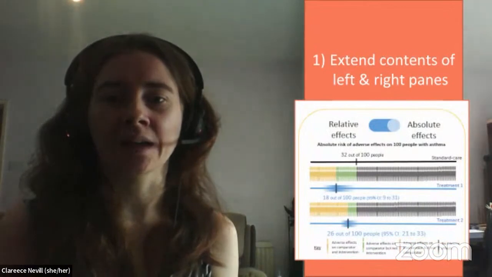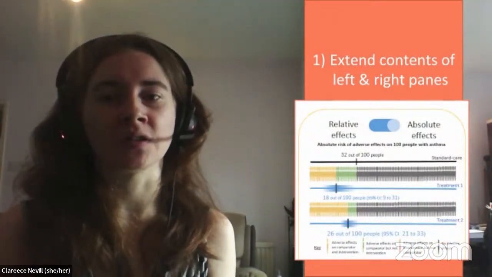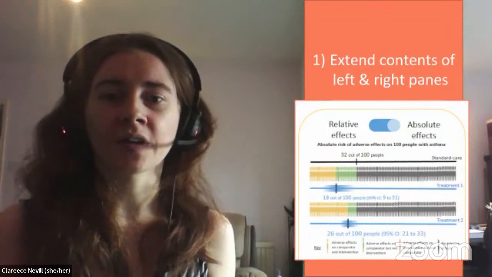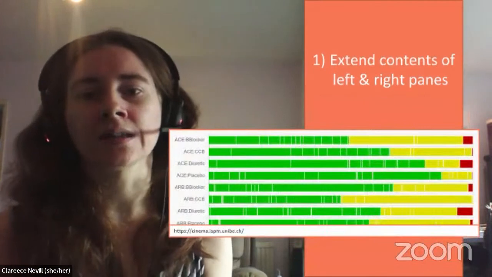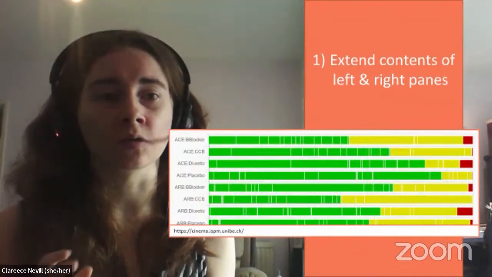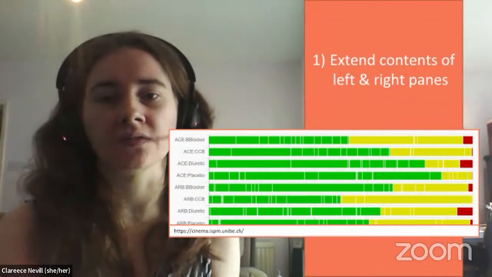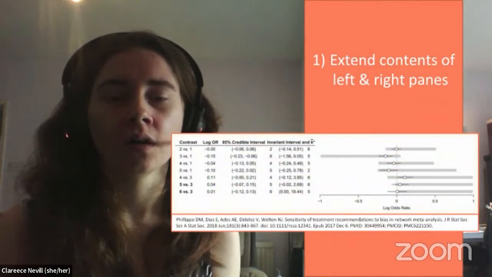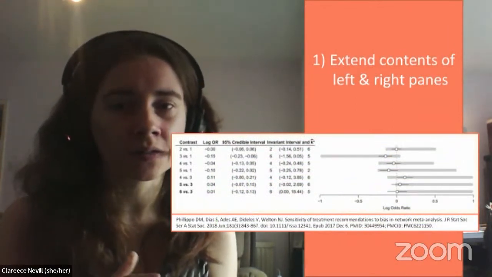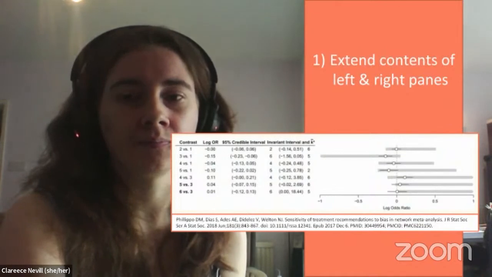We do have future plans and ideas, including ones that I alluded to earlier in this talk. Firstly, there are plans to extend the contents of the left and right panes within the ranking panel. Regarding the left pane, we plan to allow the reader to switch between relative and absolute effects. With the right pane, we very much intend to increase the number of visualizations available to the user. Current plans include incorporating some form of risk of bias or GRADE visualization so users can see the quality of studies being analysed. And we also anticipate including David Phillippo's bias interval plot, where users can ascertain what level of bias could change the results and thus how robust they are.